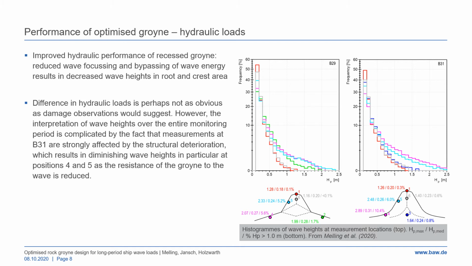Maybe some of you are thinking that you would have expected to see a greater quantitative difference considering the significantly larger damage at the conventional groyne. The reason for this is that the statistics are for the entire monitoring period. As the conventional groyne deteriorates, it offers less resistance and the recorded wave heights diminish with time, especially at positions 4 and 5. So in fact, the shown numbers are an underestimation in this case.